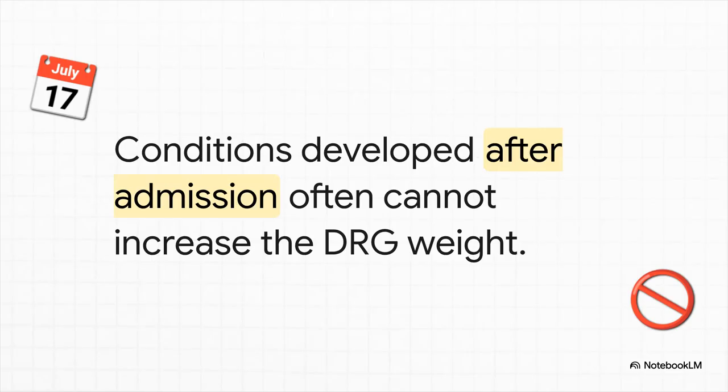Now hold on, because there is a massive real-world caveat we have to talk about, the present on admission or POA rule. Our sources give a fantastic example of this. If a secondary diagnosis develops after the patient is admitted, meaning it gets a POA indicator of N, it often cannot be used to increase the DRG weight. For example, if a patient is admitted and 2 days later they develop a new deep vein thrombosis or DVT, that DVT is considered a hospital-acquired condition. Even though a DVT is technically an MCC, because it was acquired in the hospital, CMS rules strip away its MCC status for payment purposes, dropping the patient right back down to a lower paying tier.